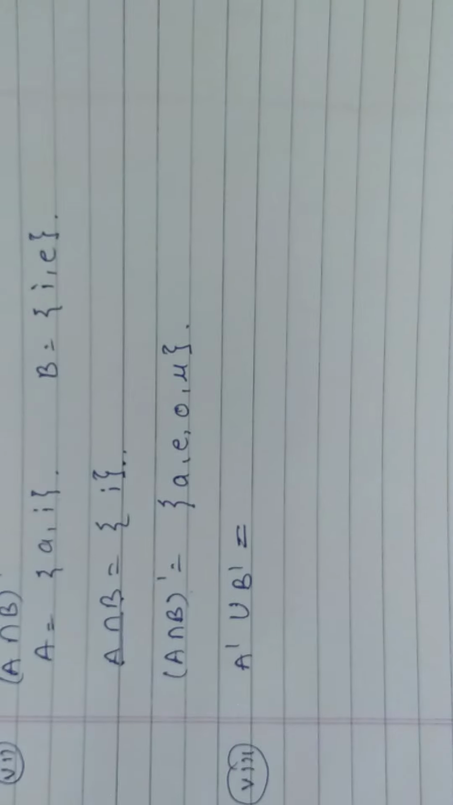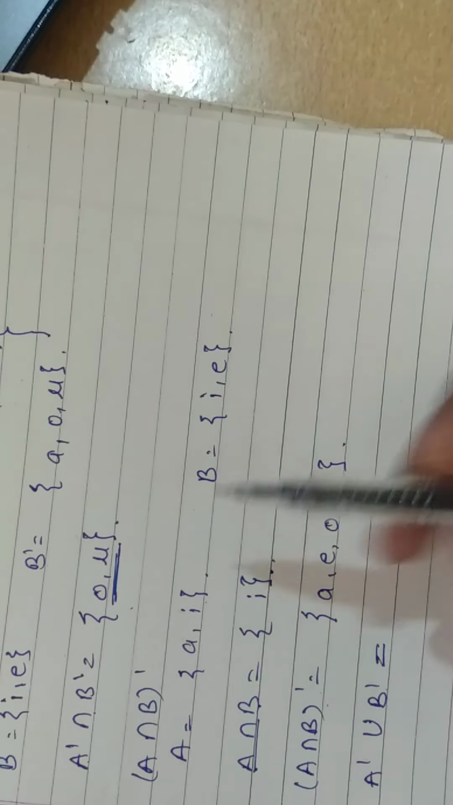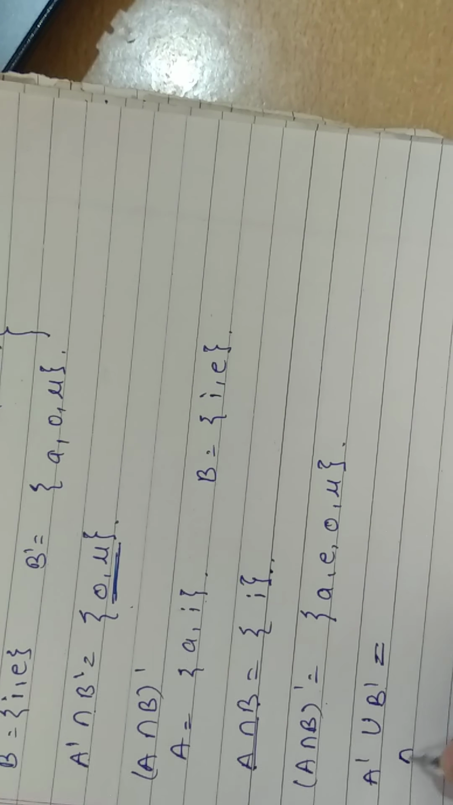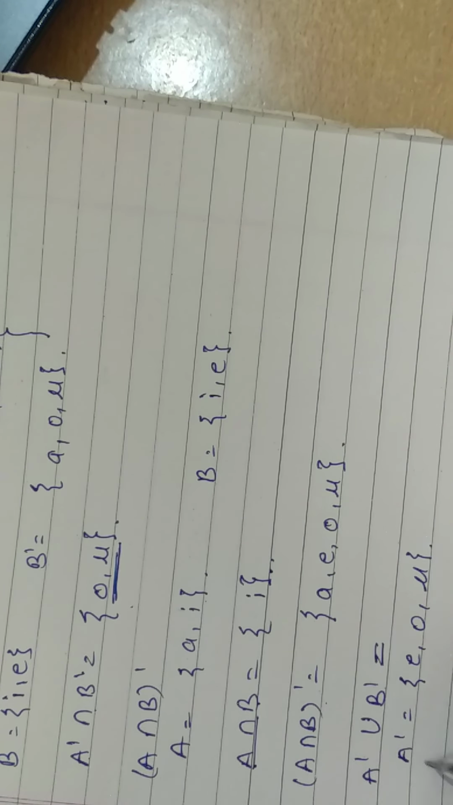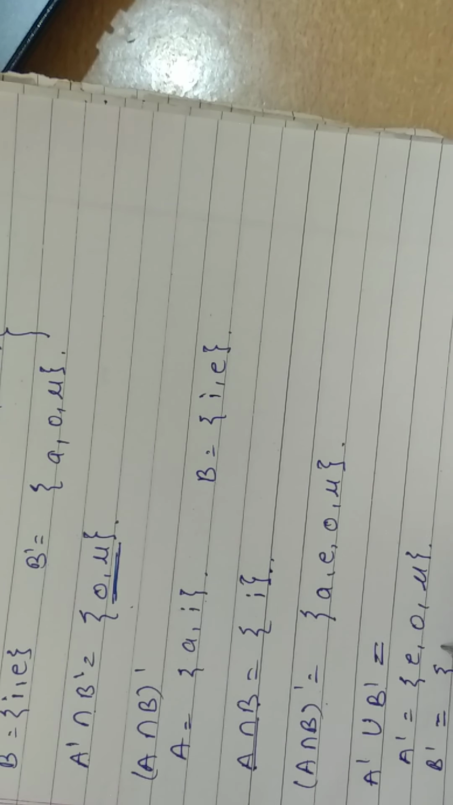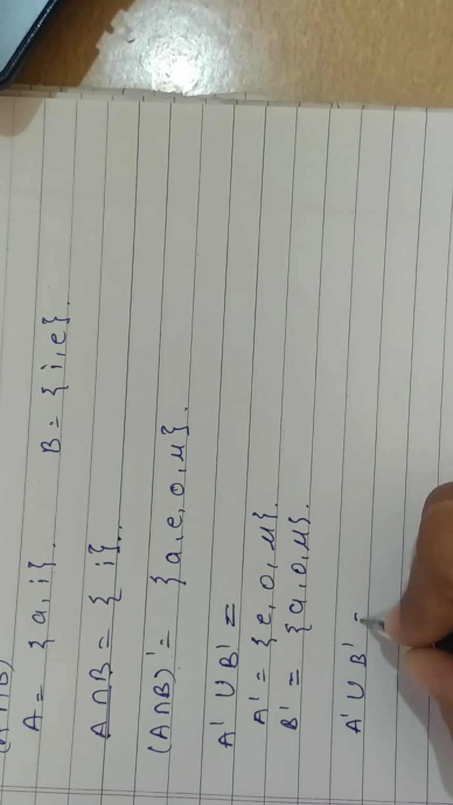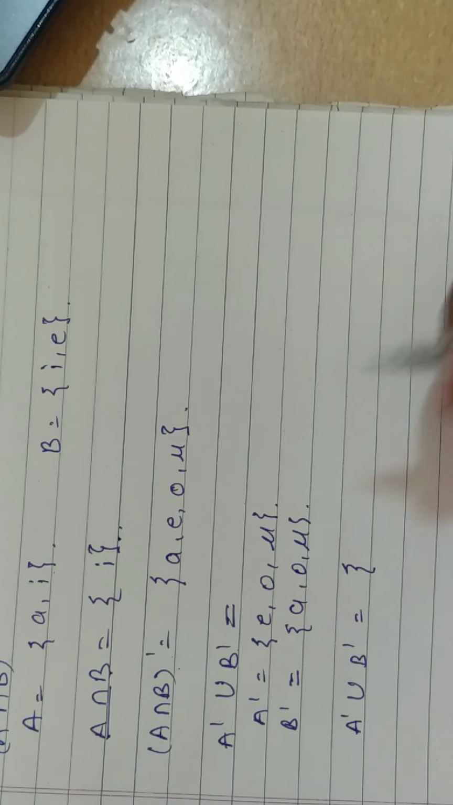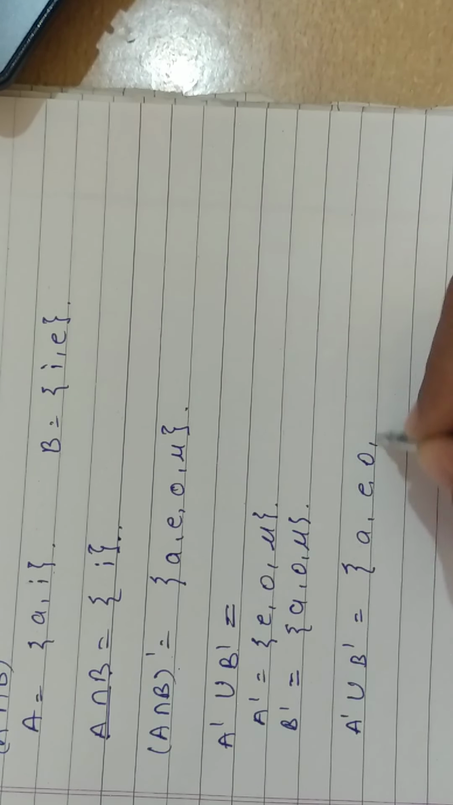So for this, A complement union B complement. What is A complement? In the sixth part we already found A complement, that is E, O and U. And we already found B complement, that is A, O and U. So the question is to find A complement union B complement. What is the union of these? A, E, O and U.